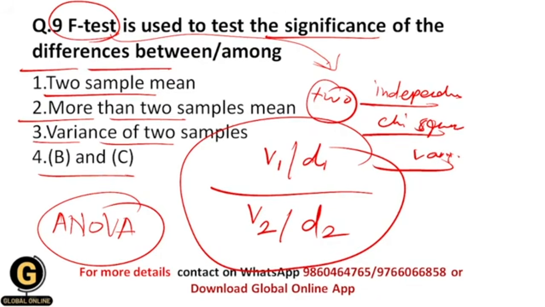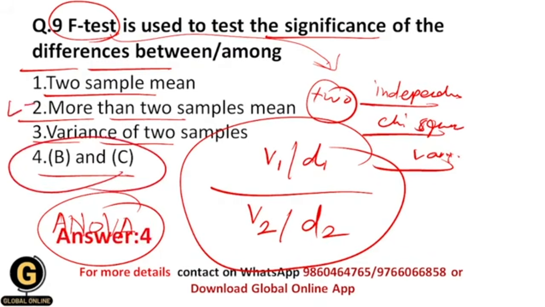All of you getting it? Whenever I need to see whether there are differences among or between more than two sample means, for that purpose as well I can use the F test. That's why your correct answer here should be 4, that is B and C, because both of these can be done using the F test. Students, don't get confused by this: the F test is used to test the significance of the differences between or among more than two sample means and also the variance of two samples.